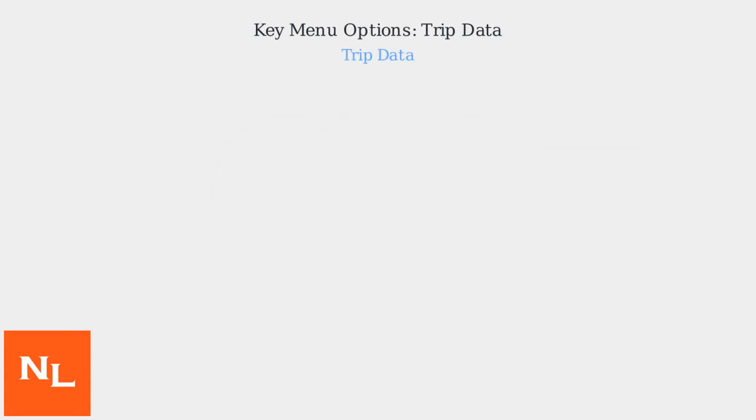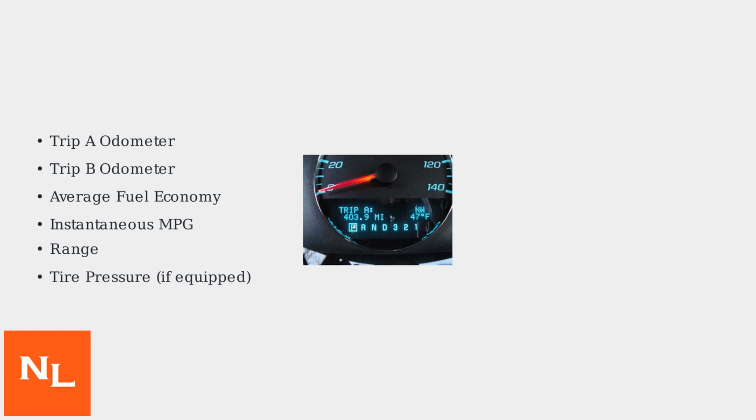The instrument cluster offers several key menu options for trip data. These include Trip A and Trip B odometers to track mileage for specific journeys. Additional options show average fuel economy, instantaneous MPG for current fuel efficiency, range indicating how far you can drive with remaining fuel, and tire pressure if the system is equipped.